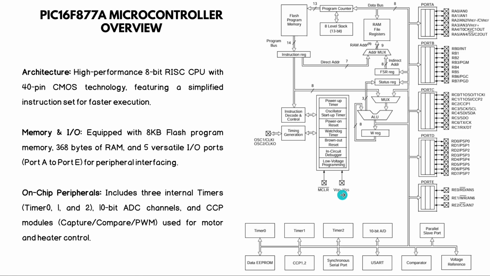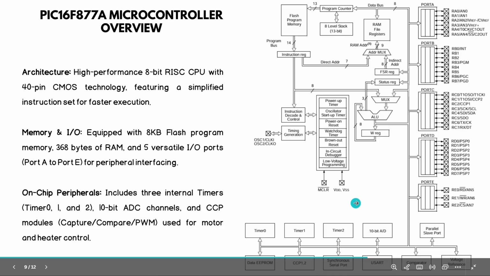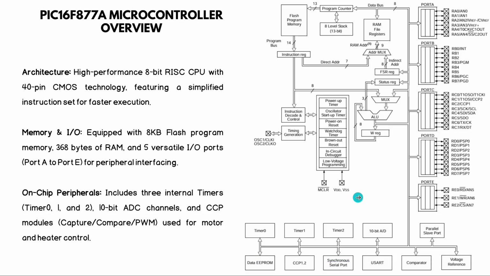The power supply pins, VDD and VSS. VDD pins are 11 and 32, connected to plus 5 volt DC, and VSS is connected to the ground. Both pin pairs must be connected to ensure the chip has stable power flow for all internal modules.